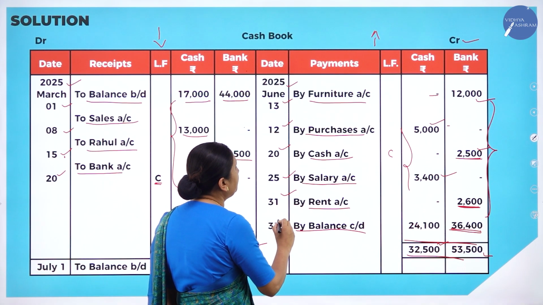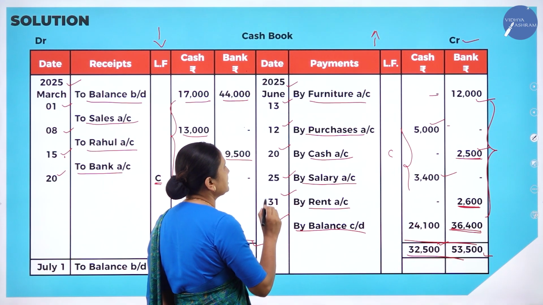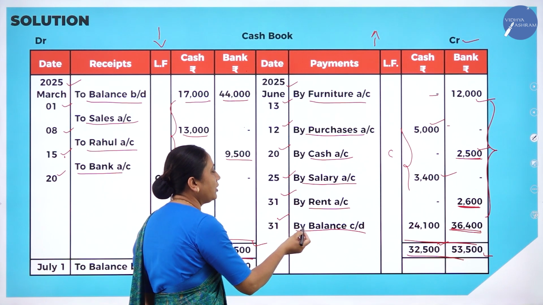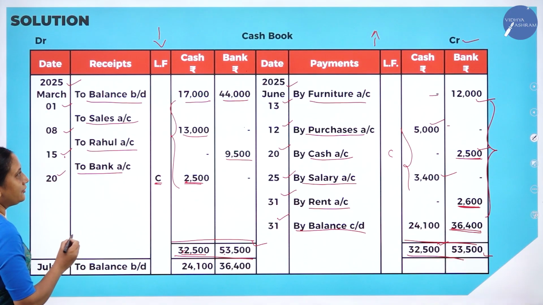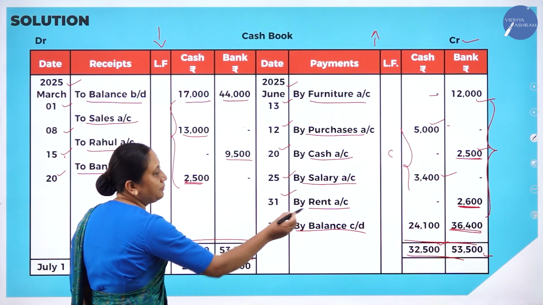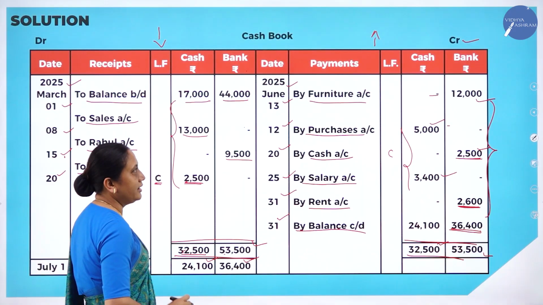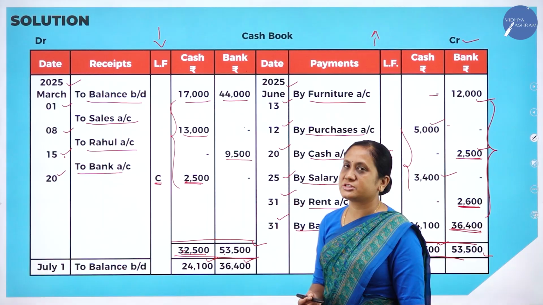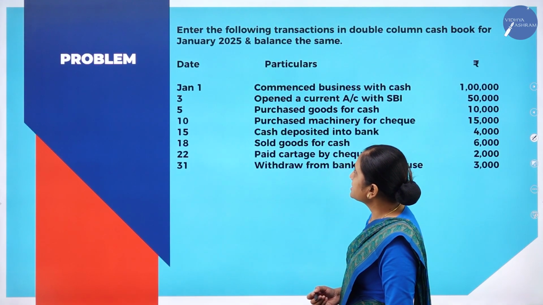In the date column, month end, that is 31st. June, the last day of June is 31st, so we will write 31st. Whatever is carried down is brought down for the next month. We will come here. After June, what is the next month? July 1. To balance brought down. The same amounts we will transfer, 24,100 and 36,400. This is how you have to do the problem in the case of double column cash book. Now, I hope you have understood this. Now we will move on to the next problem.